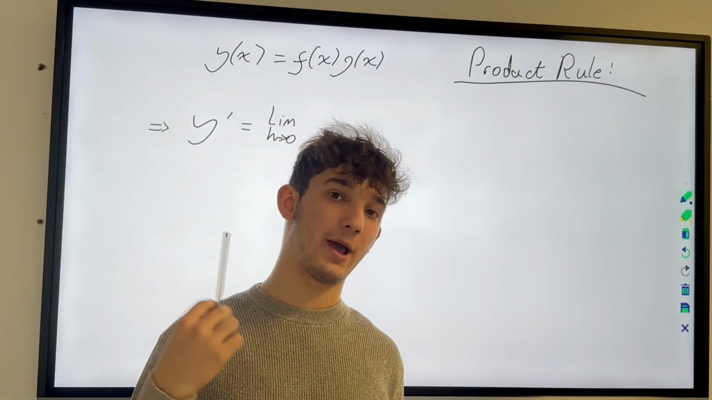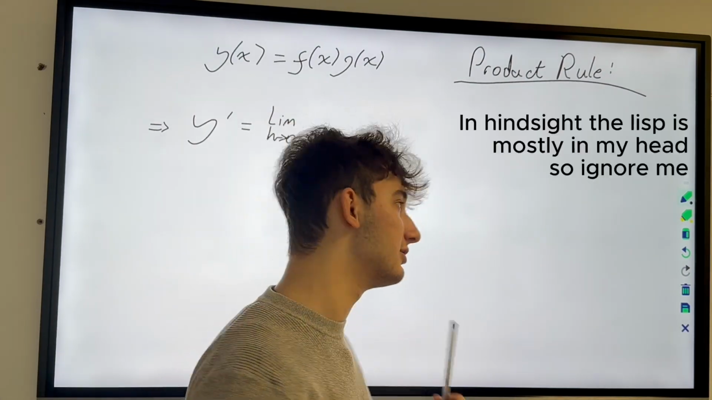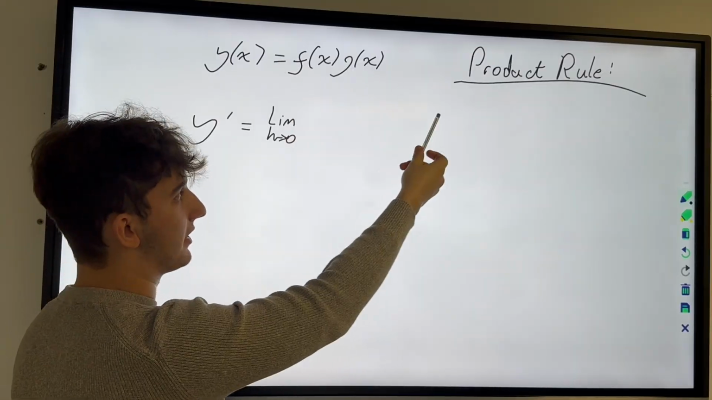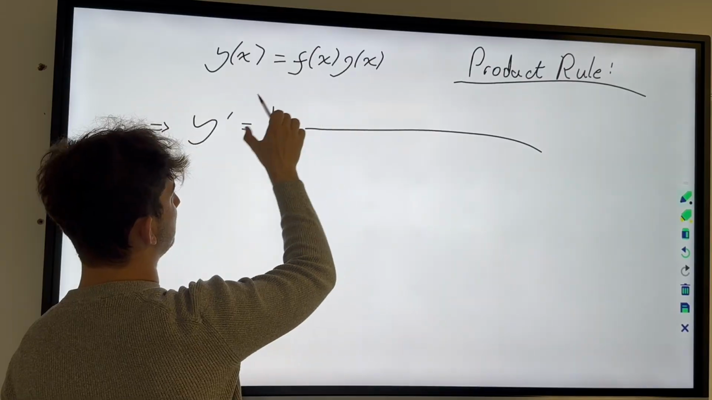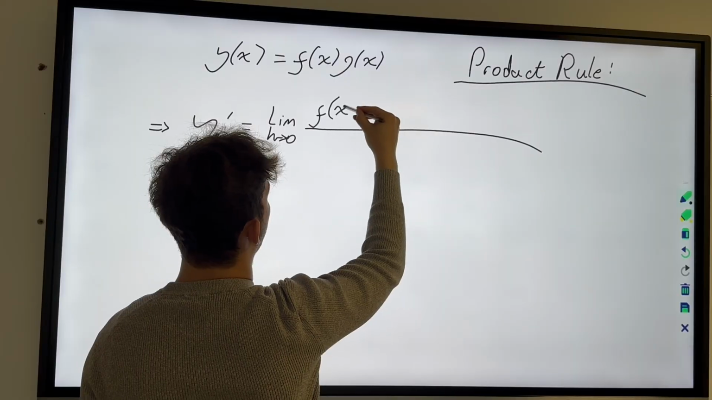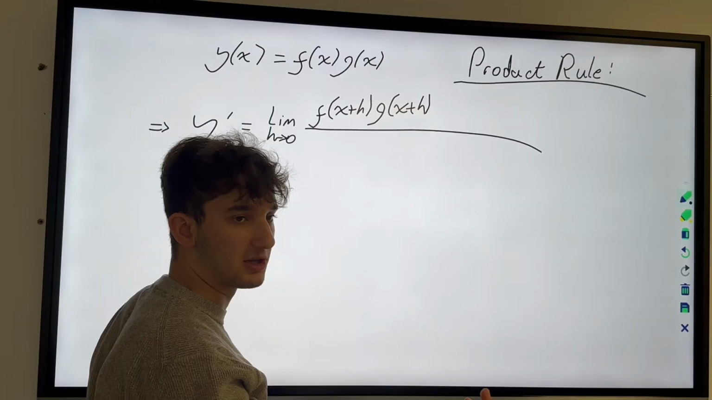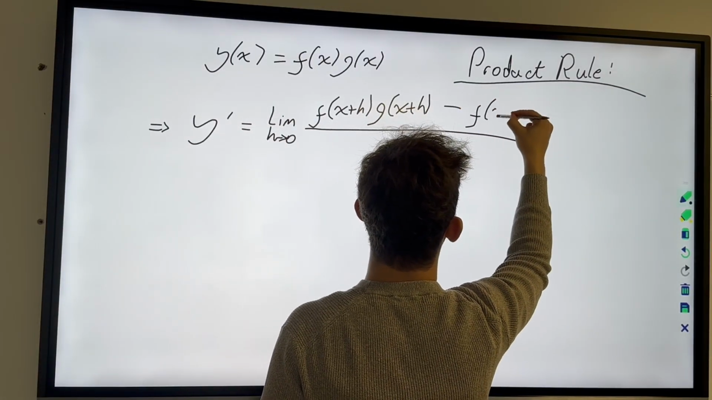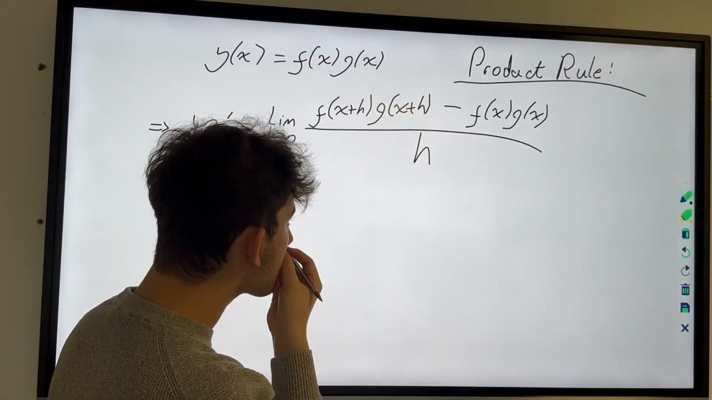Moving on. Just did the sum rule, now we're doing the product rule, which is way easier to say when you've got a lisp. So, y of x equals f of x times g of x this time. They're a product. You put them together and now it's a lot harder to solve for. So once again, we'll plug in x plus h into this. So f of x plus h times g of x plus h, same as we did last time, minus y of x, which is f of x times g of x, over h, like that.